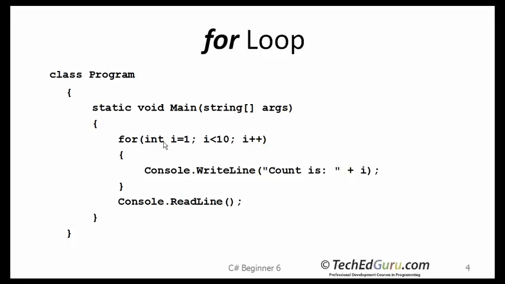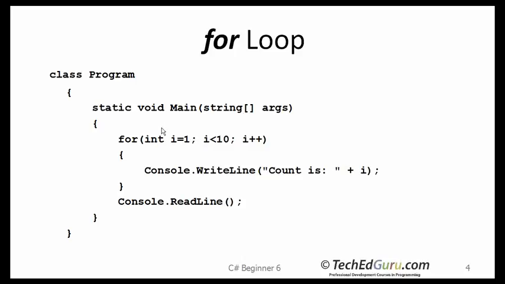Now let's look at the for loop. So the for loop has three parts. The first part is called the initializer. The second part is the termination condition. And the third part is the increment. That could also be a decrement. Now let's talk about how this for loop works.